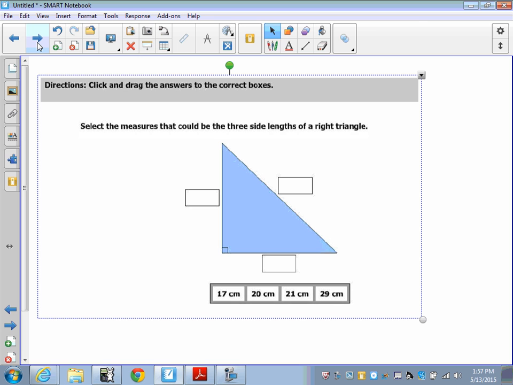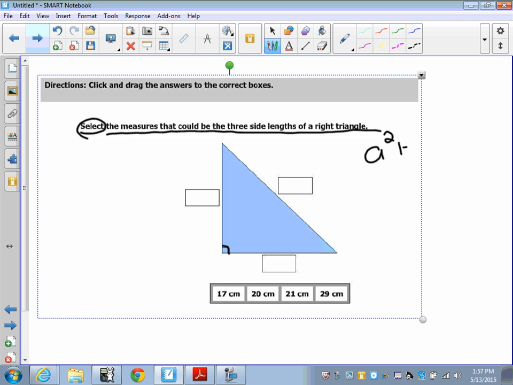This one here, it's a right triangle. The problem here says select the measures that could be the 3 side lengths of a right triangle. So I do not have any other angles besides that right angle. That tells me I'm going to use a squared plus b squared is equal to c squared. So I need to try some things out.